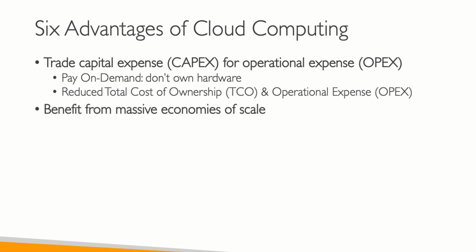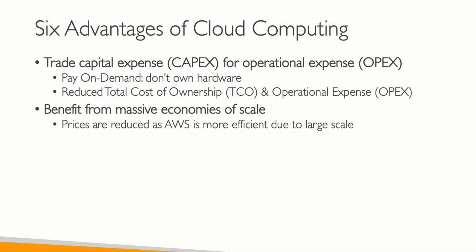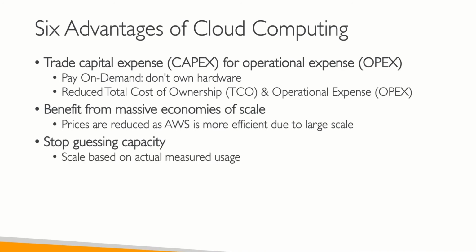Then we're going to benefit from massive economies of scale. Because we are using AWS, not just us, but other customers, and so many people are using it, the prices will be reduced by AWS over time because AWS will be more efficient at running due to its large scale. We also need to stop guessing capacity. Before, we had to plan and buy servers in advance and hope that it would meet the capacity, but now we can actually scale automatically based on the actual measured usage for our application.